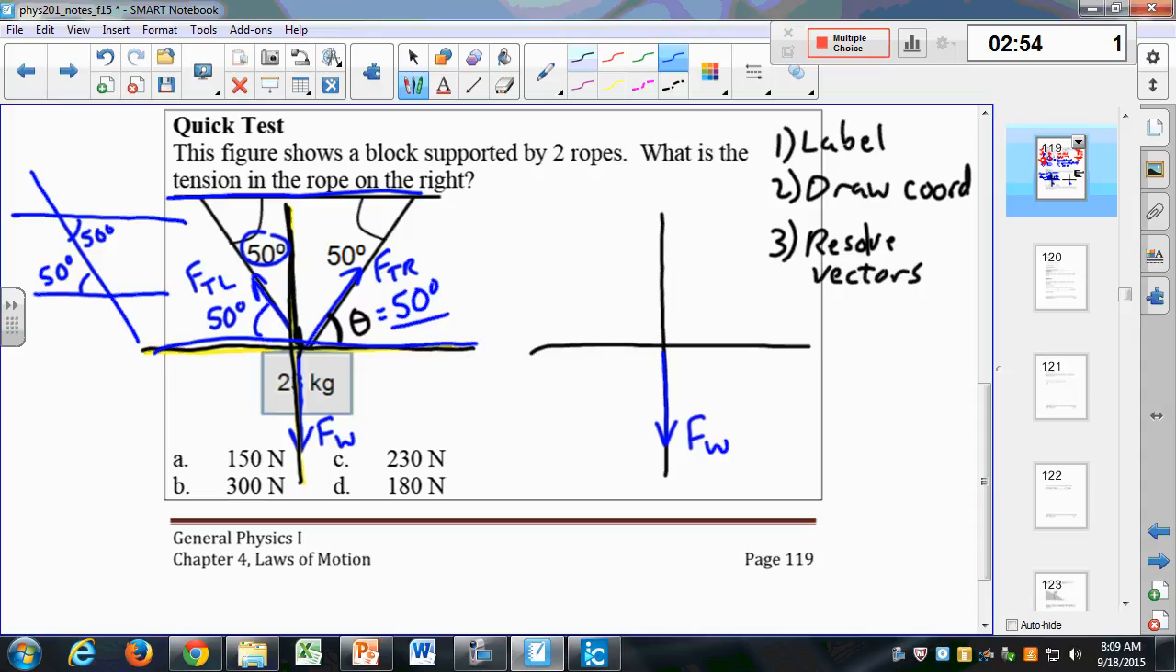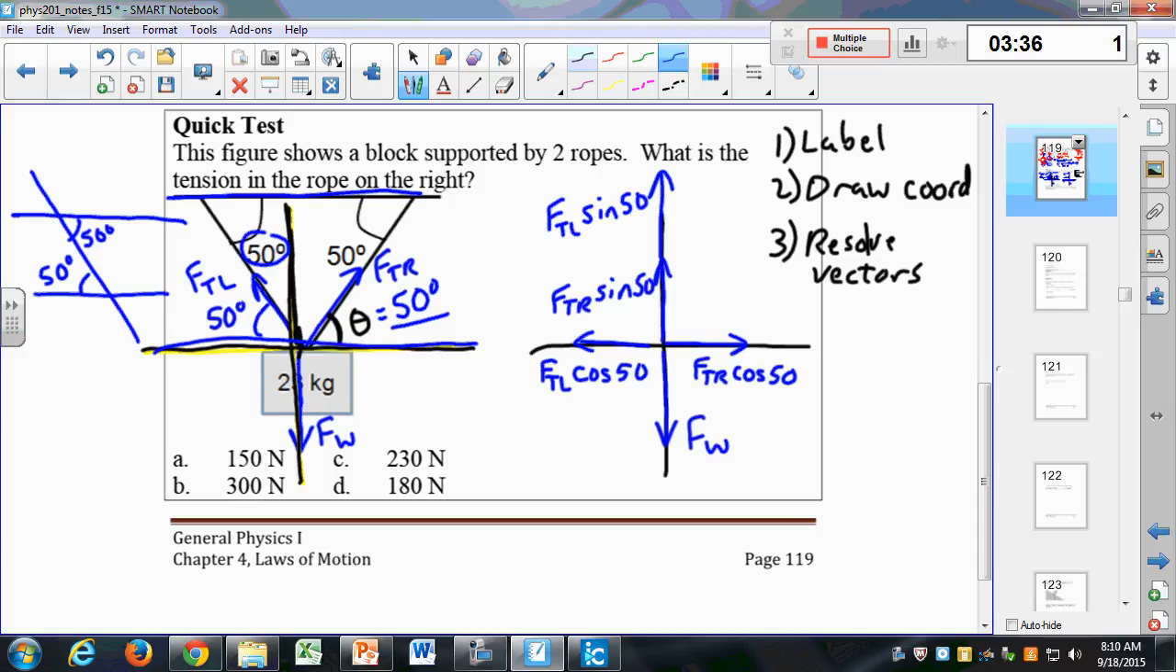No? Yes? Okay. Now I want to resolve my vector into its components. The x component is given by what? Cosine or sine? Cosine, right. So I want to find my x component of both vectors. This is going to be FTR cosine of 50. Over here I'll have FTL cosine of 50. And then I have 2 vectors pointing up here. This will be FTL sine of 50, FTR sine of 50.